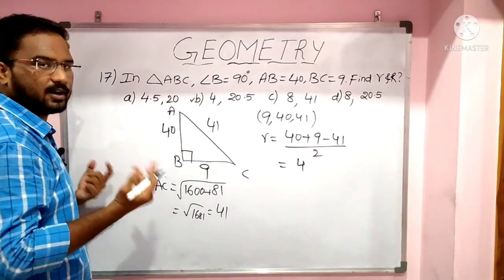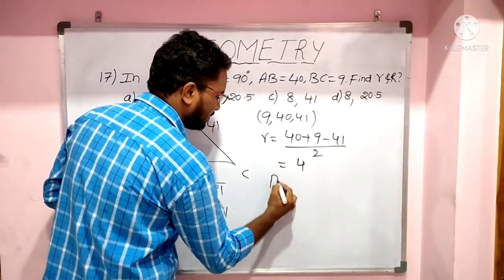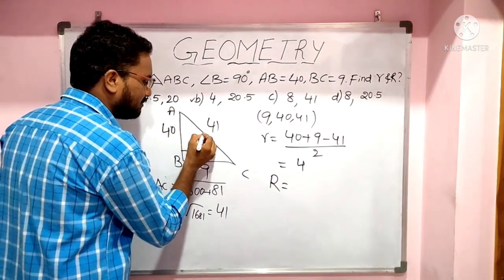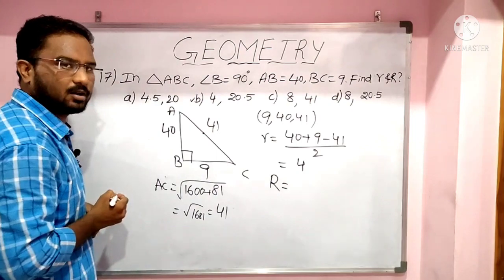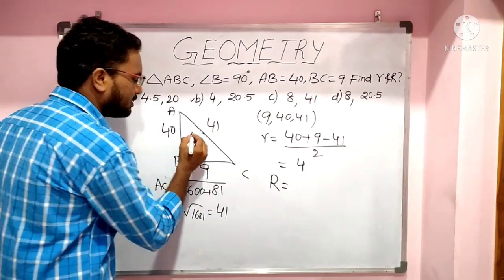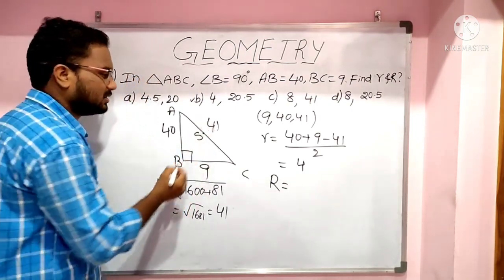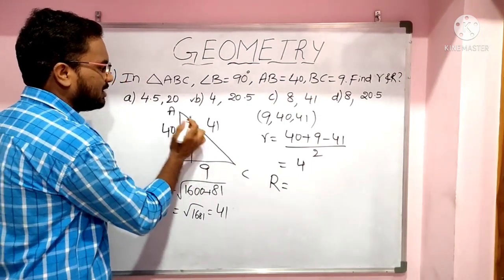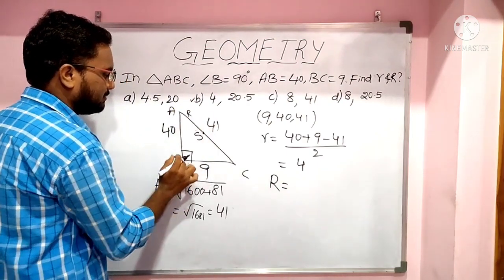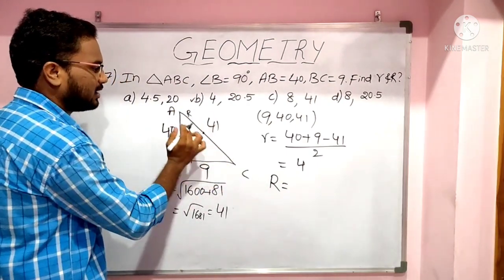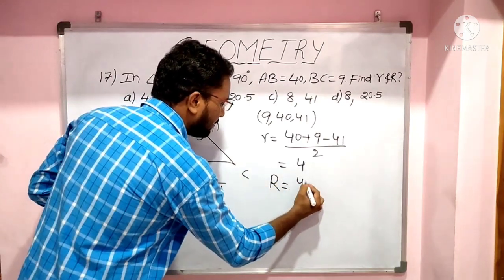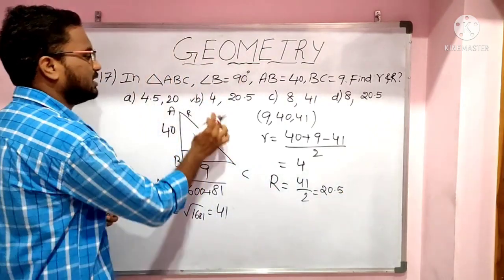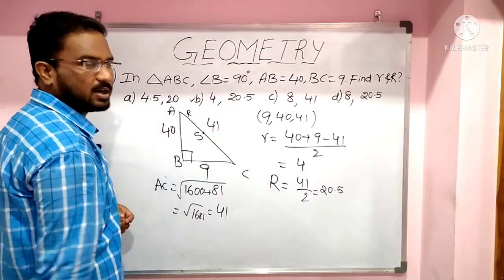Okay. So if you want to find circumradius also: in a right angle triangle, the circumcenter always lies at the midpoint of the hypotenuse. So this is the circumcenter, and this is the midpoint. This is the circumradius, SA or SB or SC. So R value is 41 by 2, that equals 20.5. So inradius is 4 and circumradius is 20.5.